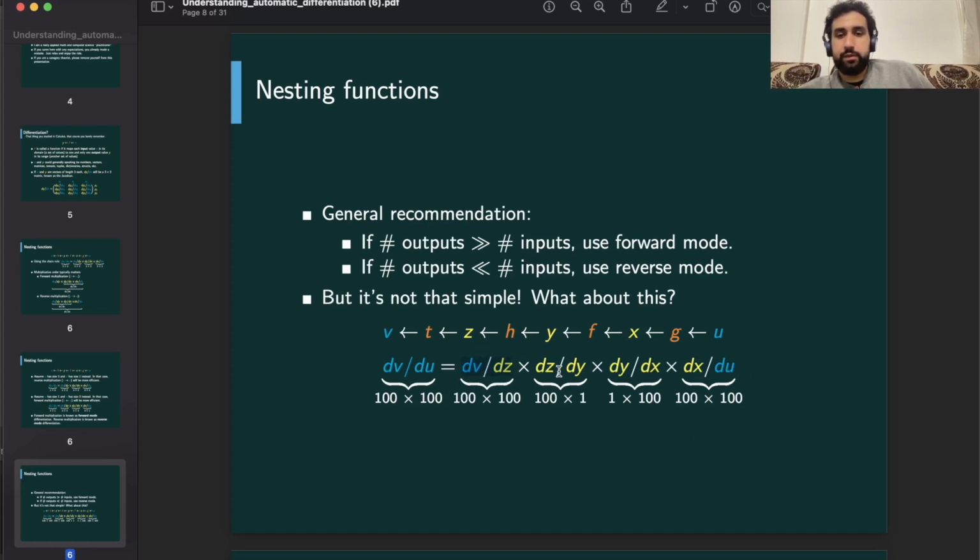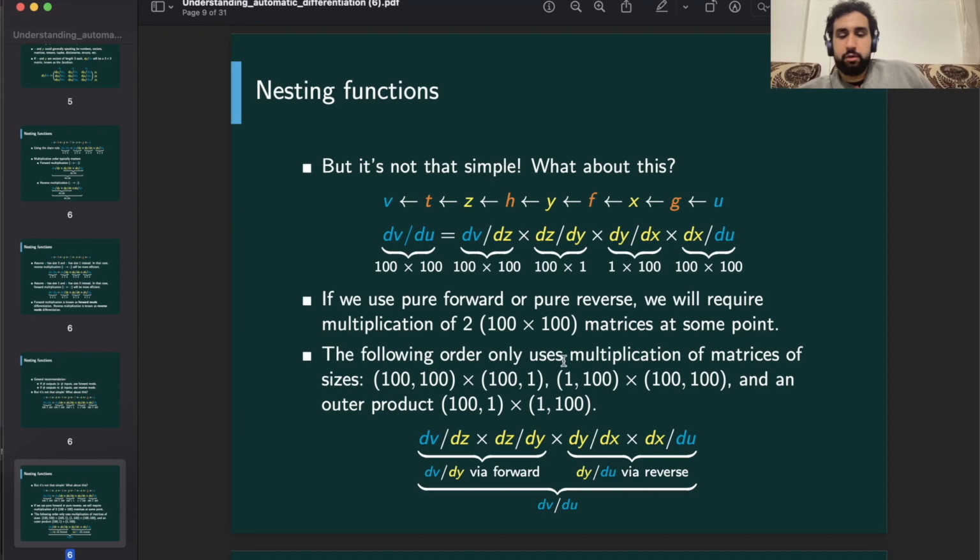Now, if you go the other way around, you also end up at some point with a 100 by 100 matrix, and you're multiplying it with another 100 by 100 matrix, right? And so both of these are not really the most efficient way to do this computation. Now, if we try something a little bit more clever, and by that I mean if we use forward mode for some of the function and then use reverse mode for the other part of the function, then we can end up with something that carefully avoids this matrix multiplication, right?